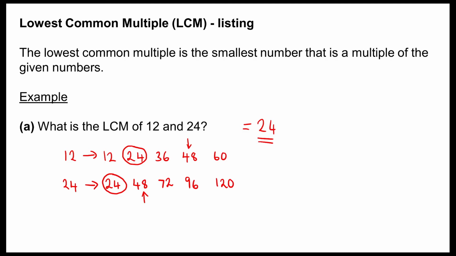Just note that if, when you are comparing your 2 lists, you don't find a common multiple at all, it might be that you need to write down more than the first 5 multiples. Multiples go on forever, so you might need to go up to the 10th, the 15th multiple and so on.